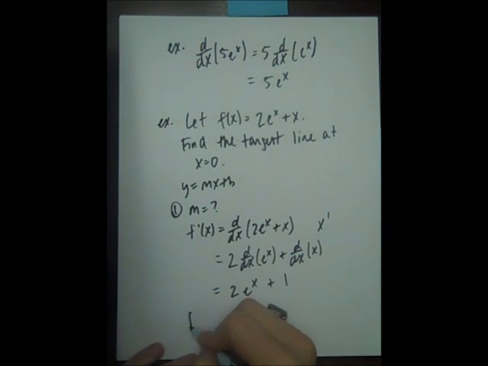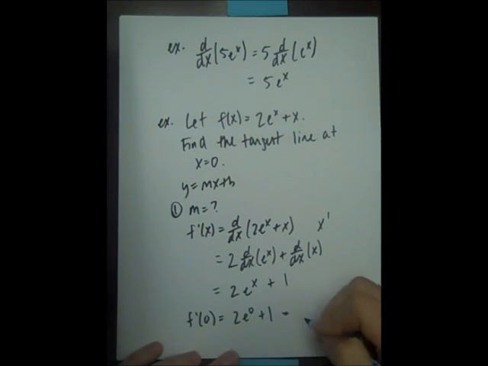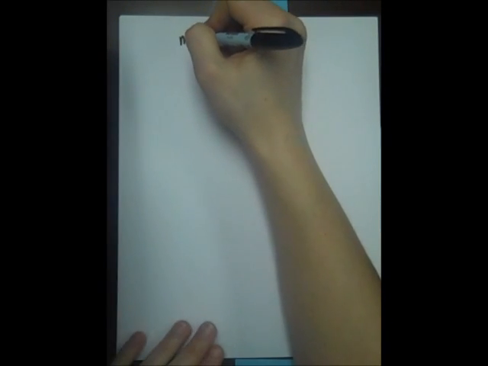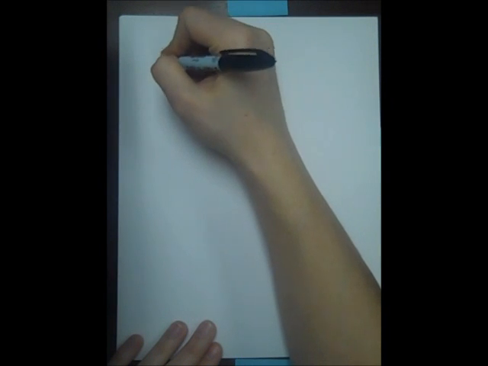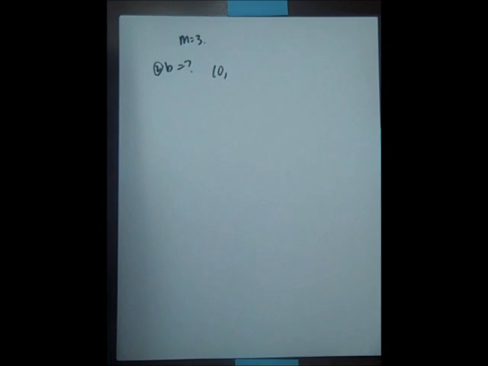Now I'm looking at the tangent line at 0, so I'm going to plug in 0 here. So 2 e to the 0 plus 1. E to the 0 is 1, so I get 3. So that tells me that m is equal to 3. Next thing I need to find is b. So how do you find b? We need to use a point. I know x is 0 here.